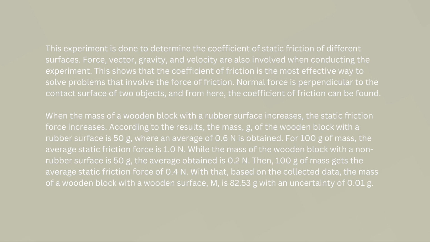According to the results, when the mass of the wooden block with a rubber surface is 50 gram, an average of 0.6 Newton is obtained. For 100 gram of mass, the average static friction force is 1.0 Newton. While when the mass of the wooden block with a non-rubber surface is 50 gram, the average obtained is 0.2 Newton. Then 100 gram of mass gets an average static friction force of 0.4 Newton. With that, based on the collected data, the mass of the wooden block is 82.53 gram with an uncertainty of 0.01 gram.